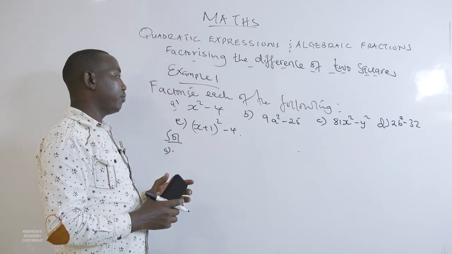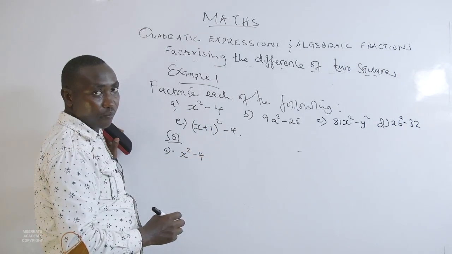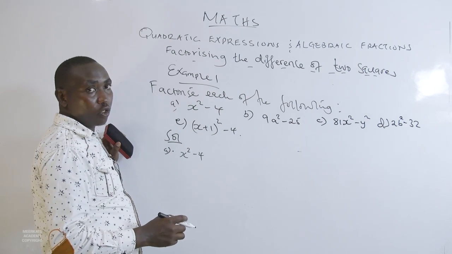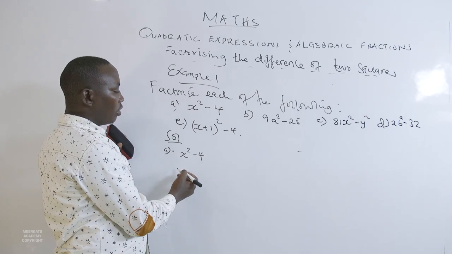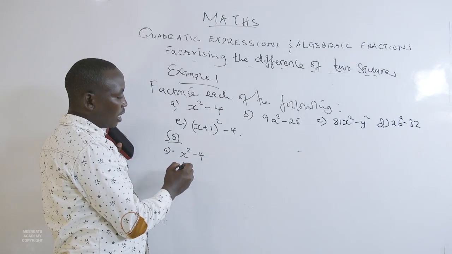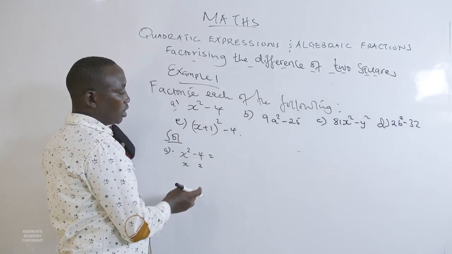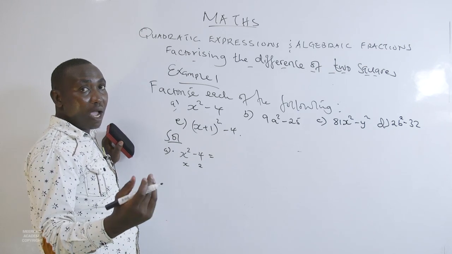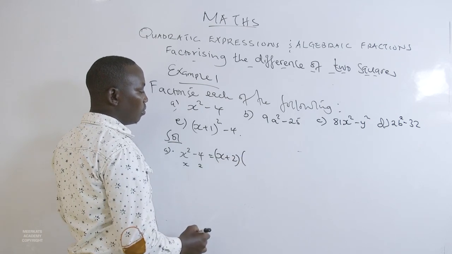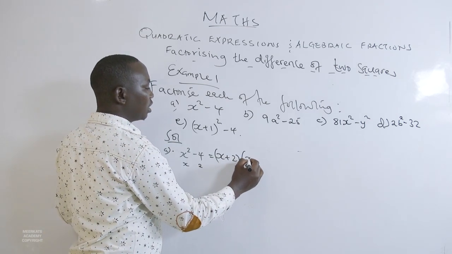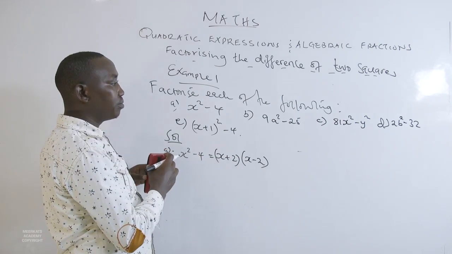Now solution, part A, we have got x squared subtract 4. We said that for us to be able to factorize, we need to get the factors. So you get the square root of x squared, it is x. The square root of 4 is 2. Then we put them in brackets, differentiated by the sign. So the first bracket, you can have x plus 2 into, you open another bracket, x minus 2. So simply the sign changes.